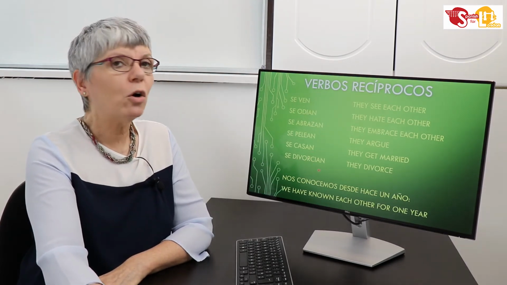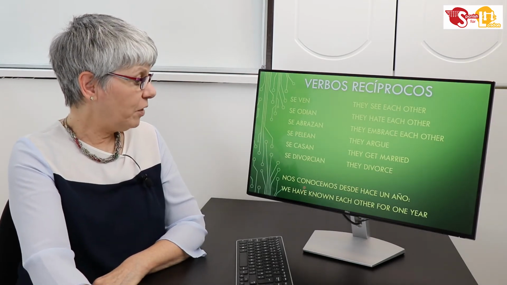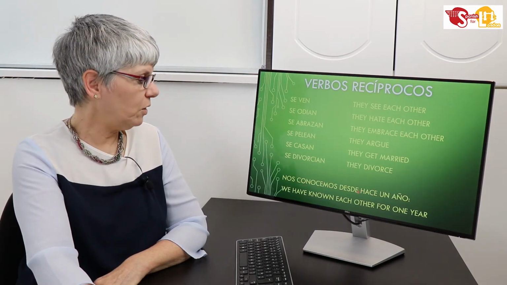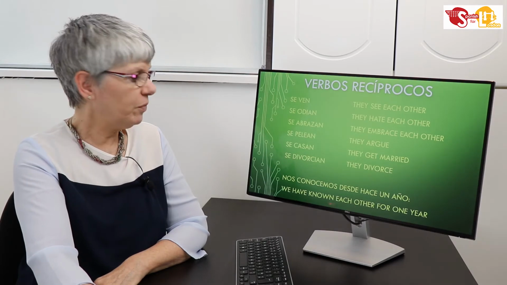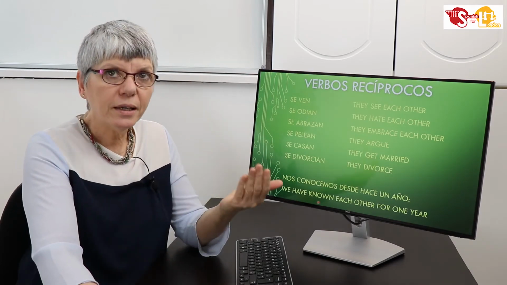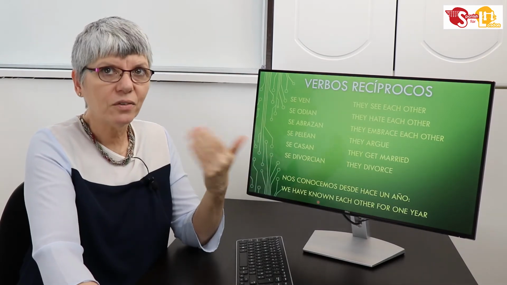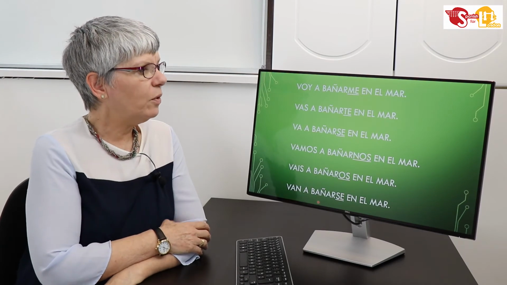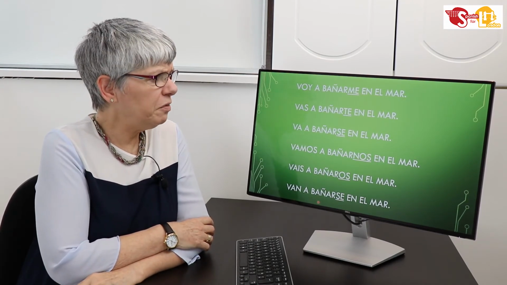All these verbs are also reflexive verbs. For example, another one. Nos conocemos desde hace un año. We have known each other for one year. I know him and he knows me. So it's mutual. Okay. Now, remember also that when you have a reflexive verb, in the infinitive we say bañarse.